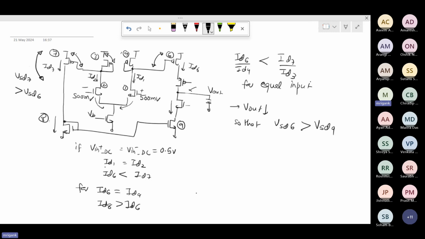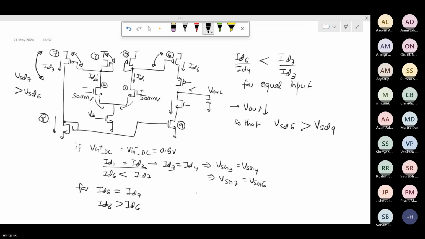ID1 and ID2 are the same. This also means that ID3 is equal to ID4. This also means VSG3 is equal to VSG4. This also means VSG7 is equal to VSG6.